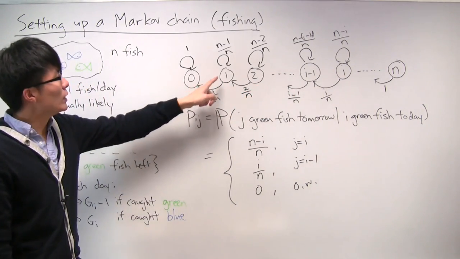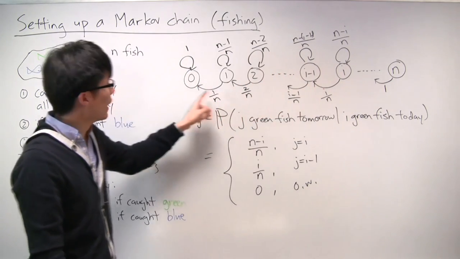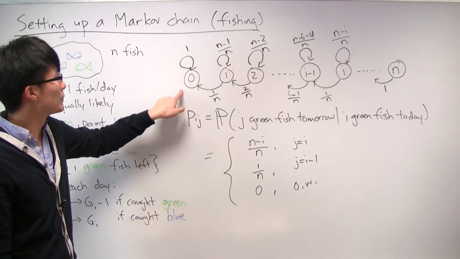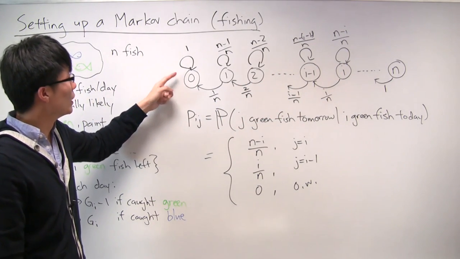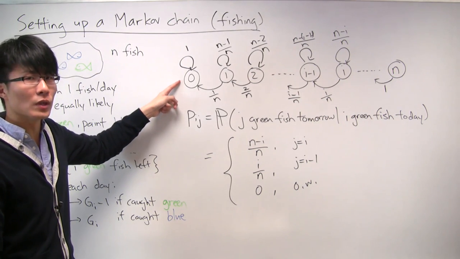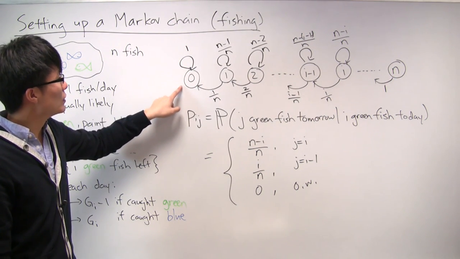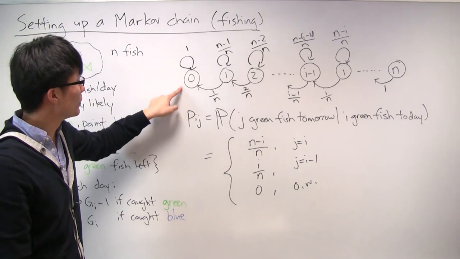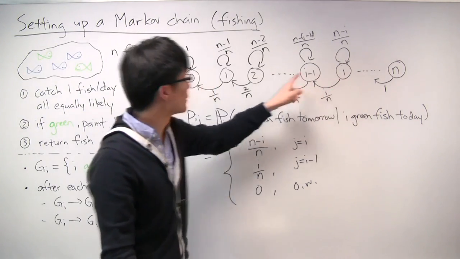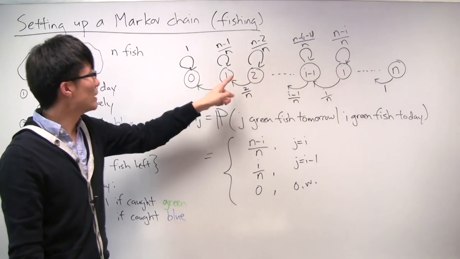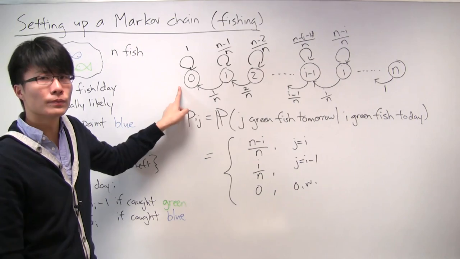And so states 1 through n are all transient, and 0 is the only recurrent state, because the only place you go from 0 is itself. So you always stay at 0. In fact, 0 is not only recurrent, it's absorbing, because for every other state, no matter where you start out, you will always end up at 0.